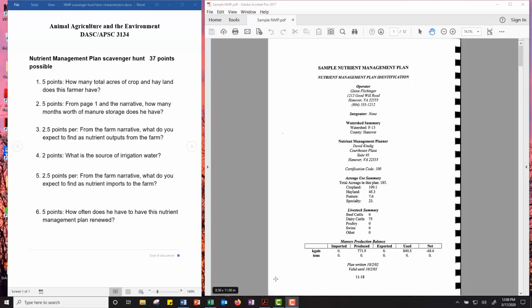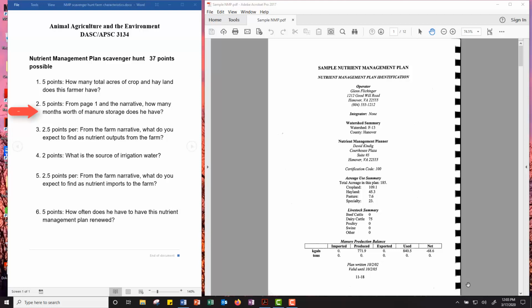So the first question on this scavenger hunt was, how many total acres of crop and hayland does this farmer have? And that's right here on the front page of the nutrient management plan. Total acres of cropland and hayland is going to be 109.1 plus 45.3, get to just about 155 acres of crop and hayland. The next question is, how much manure storage does this farmer have expressed in terms of months?